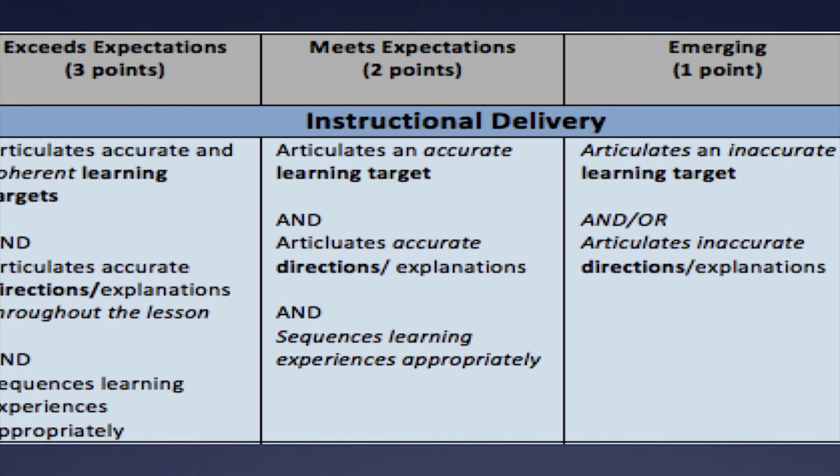Therefore, if a student teacher consistently communicates accurate directions for activities to learners and sequences learning experiences appropriately, but does not communicate accurate learning targets, he or she should not earn a 2 for this row.